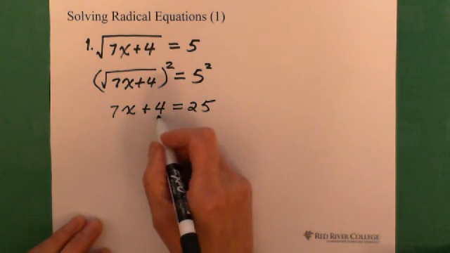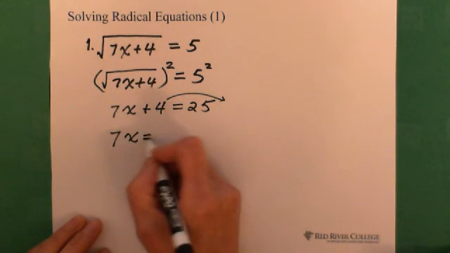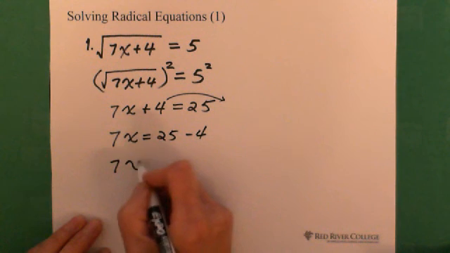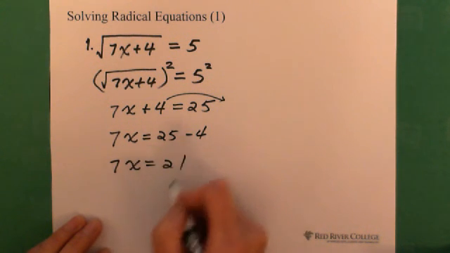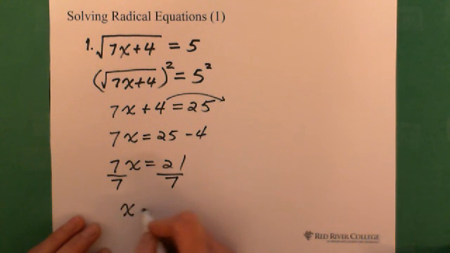Then move 4 to the other side. We have 7x equals 25 minus 4, so 7x equals 21, and divide both sides by 7. We get x equals 3.